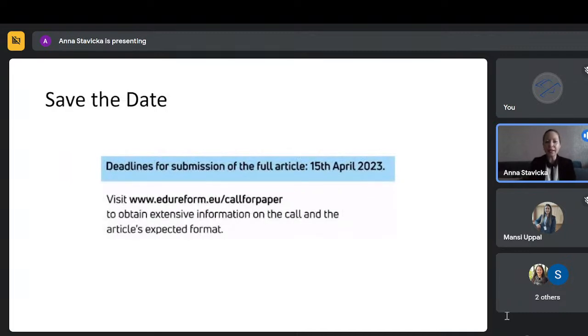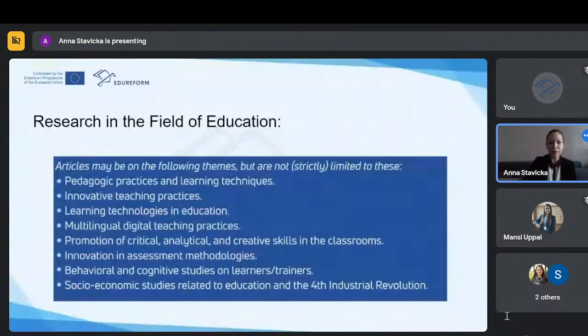So once again, I emphasize that we still have plenty of time, 2 weeks, because the deadline for submission of the full article is April 15th, 2023. And here on my screen, you also see the link to the EduReform website. And if you want to obtain more information, please access this website to see what is expected. So thank you very much.